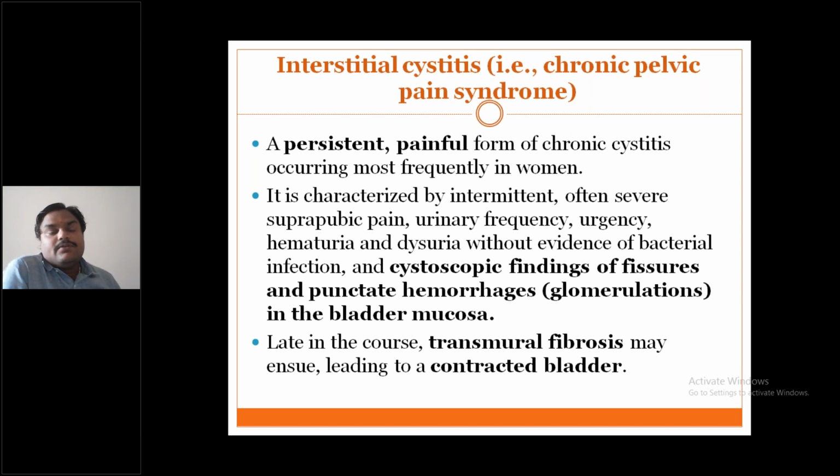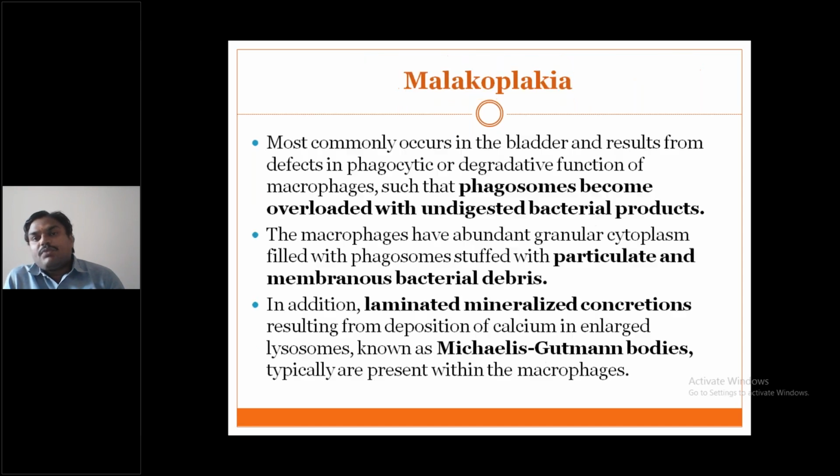Sometimes you can take a biopsy, if there is suspicion of any infection or any growth. What you get in the biopsy is fibrosis in the wall of the bladder, which ultimately results in a contracted bladder in due course of time. Okay, that's all about interstitial cystitis, otherwise called chronic pelvic pain syndrome. Two important points to remember: one is glomerulations, a cystoscopic finding; the other is contracted bladder with transmural fibrosis on histology.